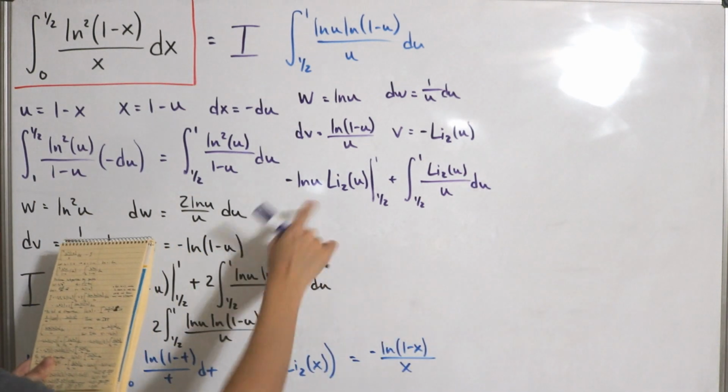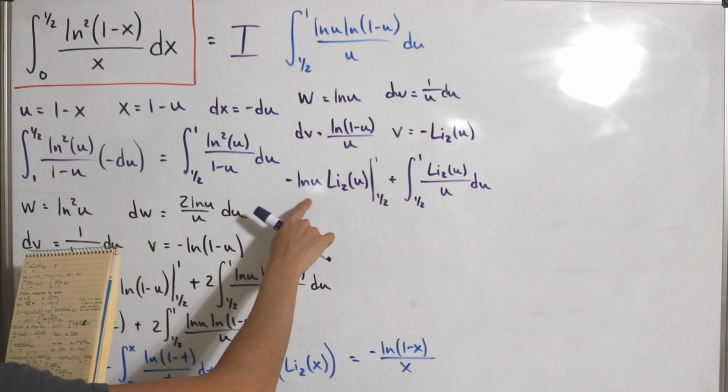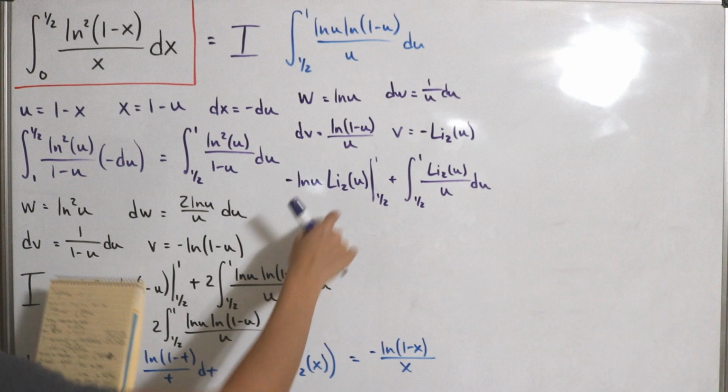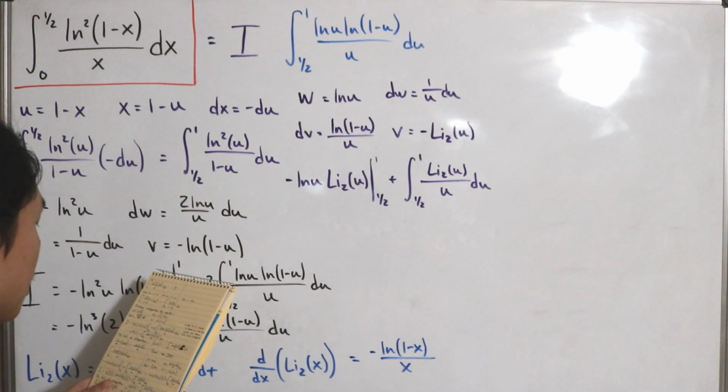Okay, so now let's evaluate our terms. Plug in 1, so ln of 1, that's going to be 0, so that's fine. But if you're curious to know what Li2 of 1 is equal to, that's actually going to be pi squared divided by 6.